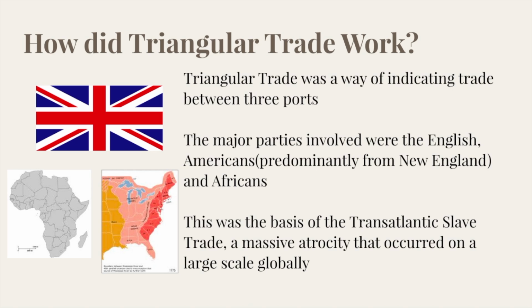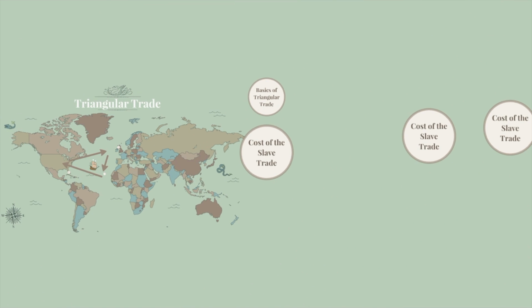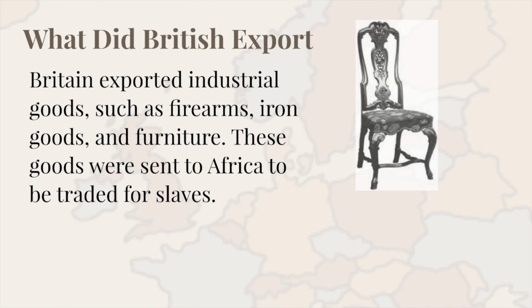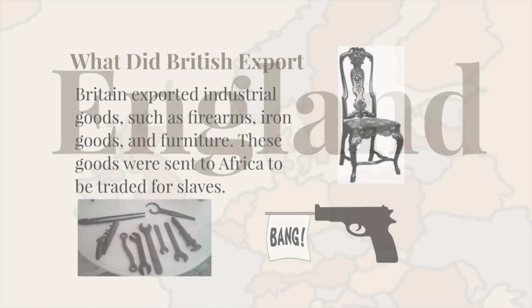Those three countries were the basis of the transatlantic slave trade, which was a massive atrocity. Next, we'll look into what each of the individual countries exported and imported. So, in England, British exported industrial goods such as firearms, iron goods, and furniture. These goods were sent to Africa and would be traded for slaves.